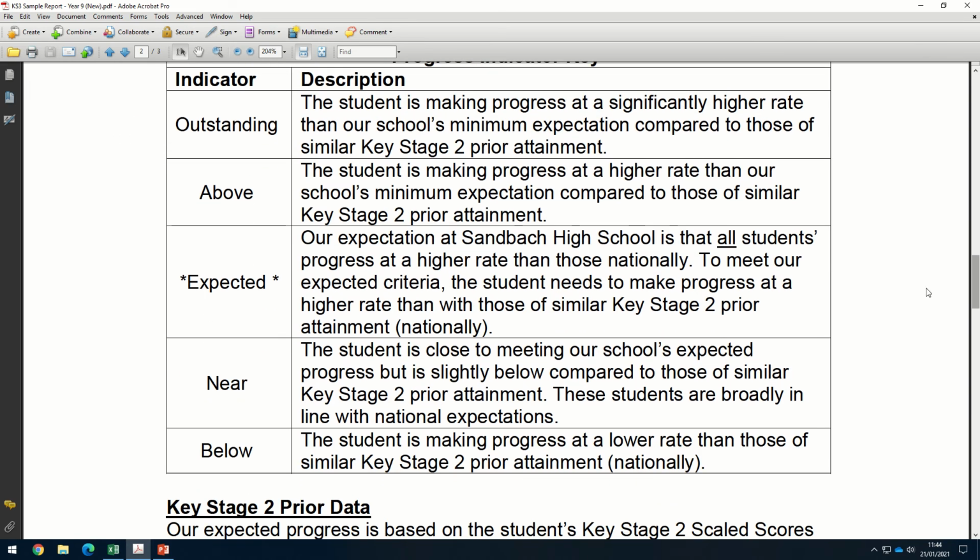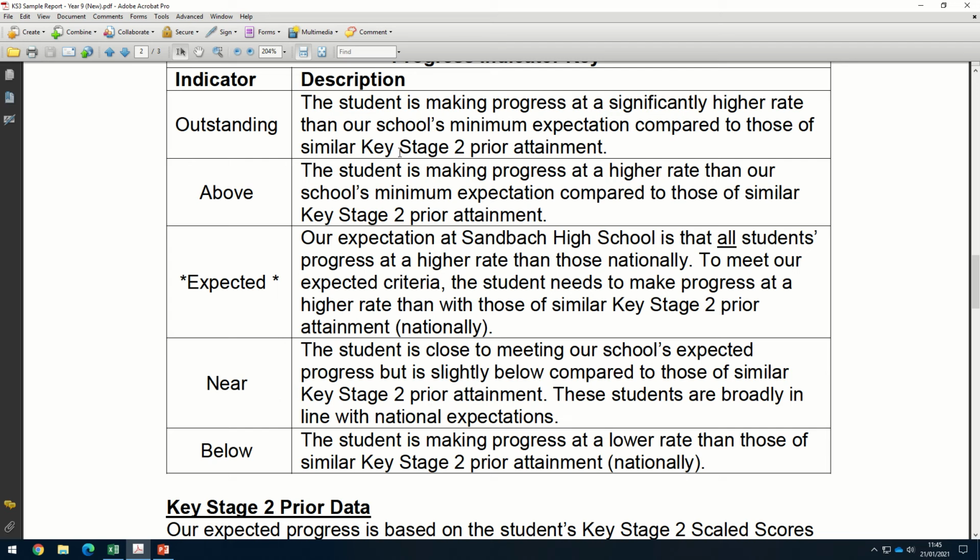One thing I am going to focus on is expected in terms of the comments. These are the comments you can expect on the report. One thing I want to make really clear is expected is really good. Our expectation at Sandbach, so to be expected, we want all students to progress at a higher rate than those nationally. To meet our expected criteria, the students need to make progress at a higher rate than those with similar Key Stage 2 prior attainment nationally. Our school traditionally achieves much higher than the vast majority of schools, hence our high expectations.